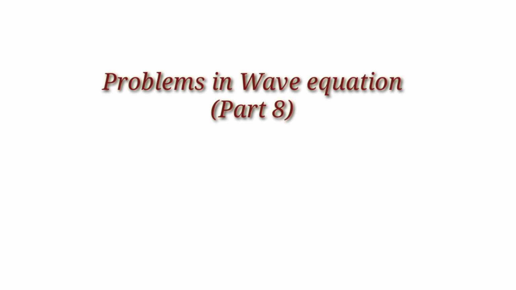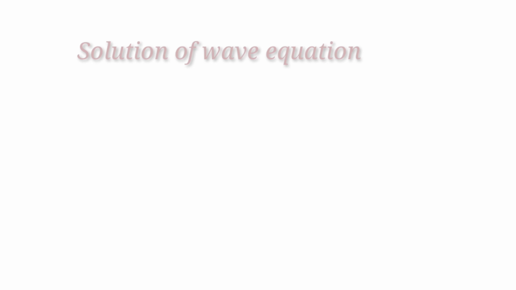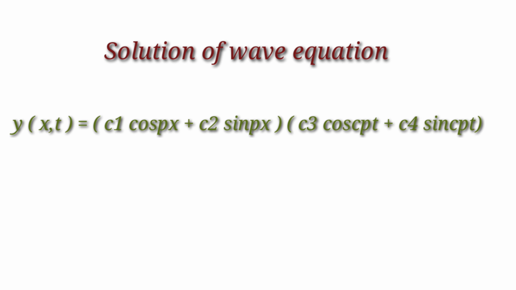We solved the wave equation by the variable separable technique, and we got the solution as y of x,t is equal to (c1 cos px plus c2 sin px) into (c3 cos cpt plus c4 sin cpt). Here c1, c2, c3, c4 and p are arbitrary constants. We can find these constants by applying the boundary and initial conditions.